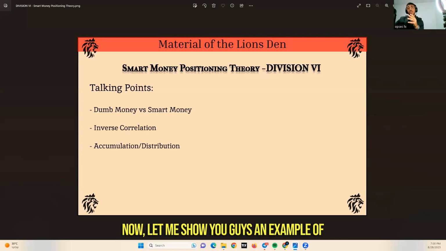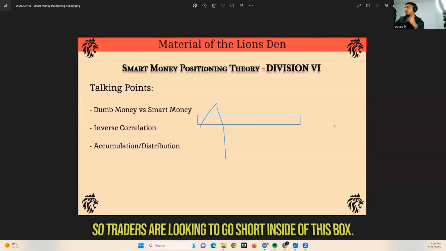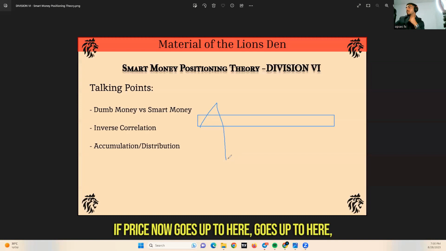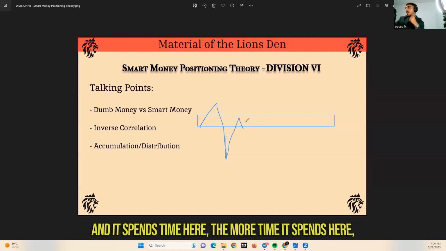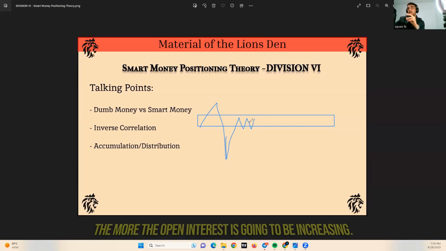Now, let me show you guys an example of how it would look in price. So let's just say price is displaying this. Let's just say this is the optimal trade entry, so traders are looking to go short inside of this box. If price now goes up to here, and it spends time here, the more time it spends here, the more the open interest is going to be increasing.